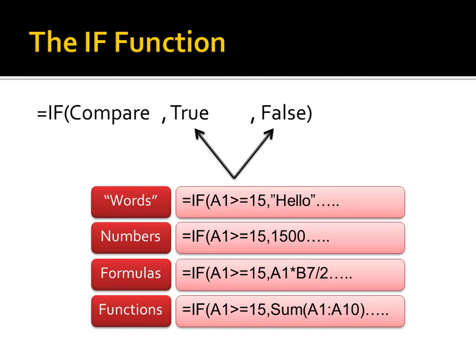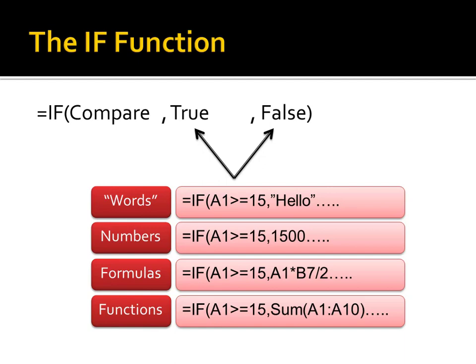Functions are the ones that have words to them. They start with an equal sign, they have words, and they have something in parentheses. As you can see here, equals if A1 is greater than or equal to 15, then there's the sum function. Sum A1 to A10. See how you have the word there and a set of parentheses? That's the sum function. As a matter of fact, this is called a nested function because the sum function is inside of the if function, you see. So that's kind of important to understand.